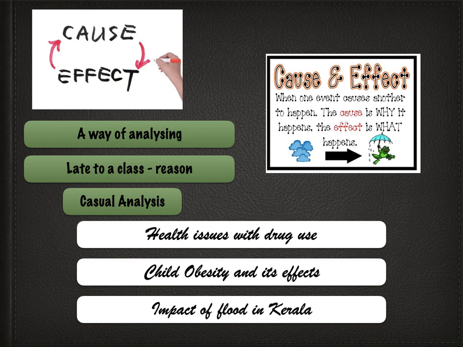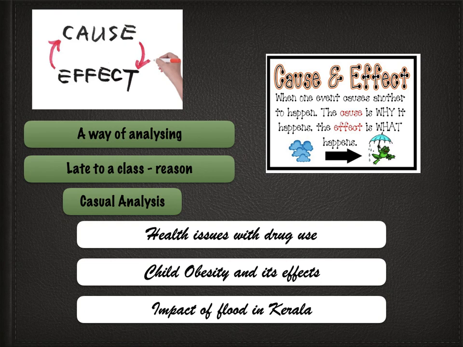So the best example would be, suppose you are late to your class, you are late to reach the college during the first hour, you would probably be having a specific reason for that. Sometimes you would say your college bus was late, or sometimes you would say it was raining heavily, or sometimes there was a traffic block, or sometimes there was an accident on the road. So all these are the causes which is giving the effect that you are late to the class. So in a way, this is known as a causal analysis, a very simple kind of analysis.